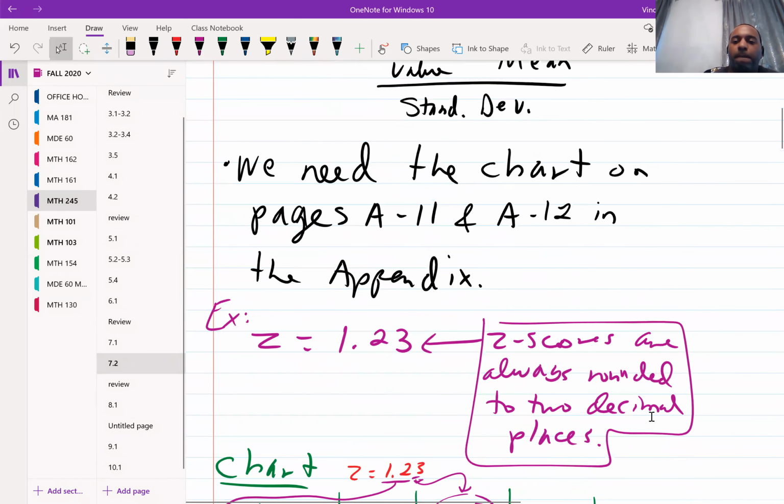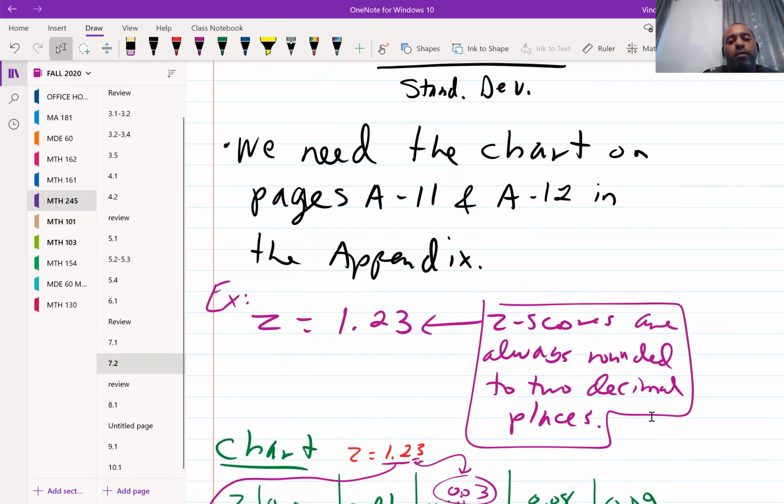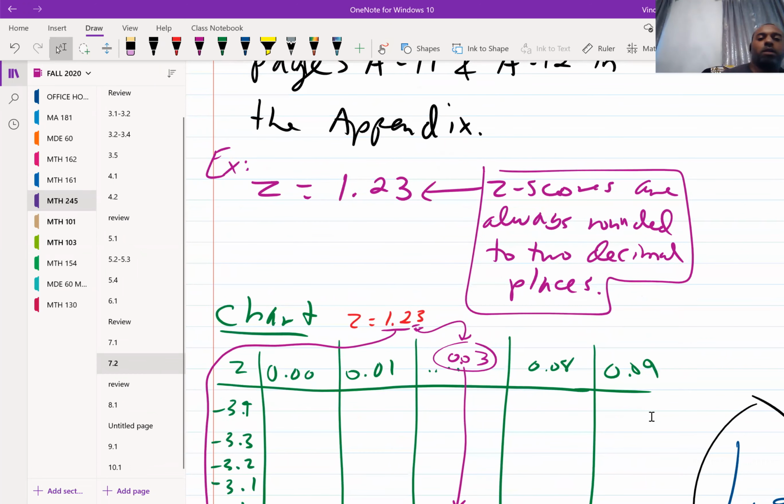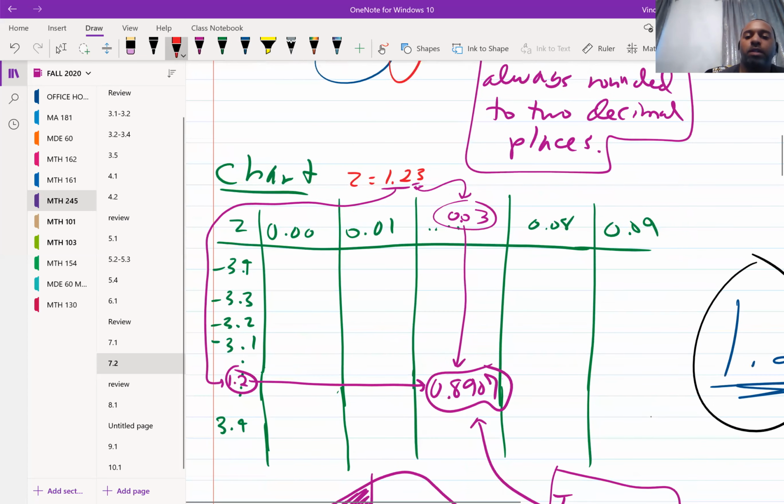All right. So if we have z equal to 1.23, z-scores are always rounded to two decimal places. Don't forget that. And the way we use the chart is that there's a left column and then there's a top row. On the left column, you're looking for this part, 1.2. And on the top row, you're looking for 0.03. And that's what I have right here. So basically, notice right here you have 1.2, up here you have 0.03. That makes up the 1.23.